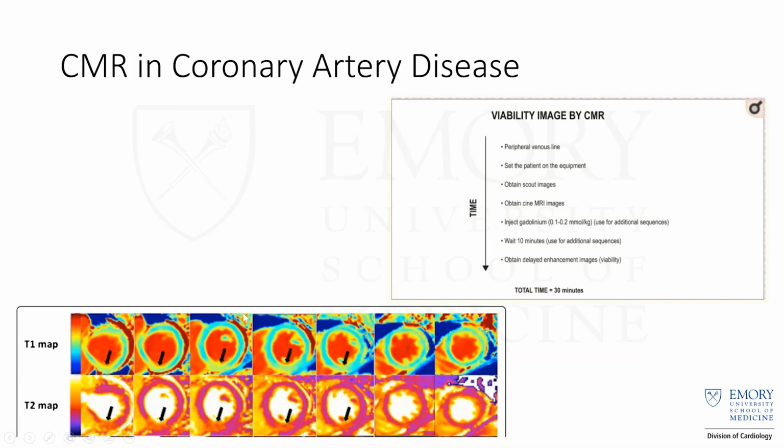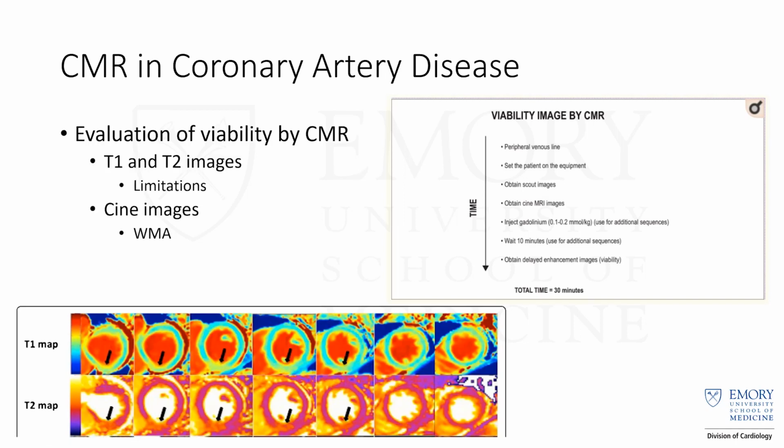In a patient with an infarct or an acute MI, you would expect your T1 and T2s to be abnormal. If a patient has had an infarct and that area has been replaced by fibrosis, you'd expect there to be extracellular volume abnormalities there and your T1 mapping to be abnormal. In the more acute phase, you'd expect your T2 to be abnormal given the edema associated with an acute MI.